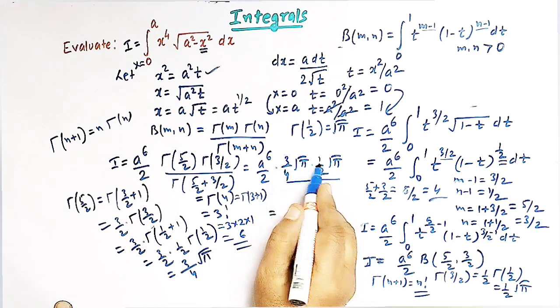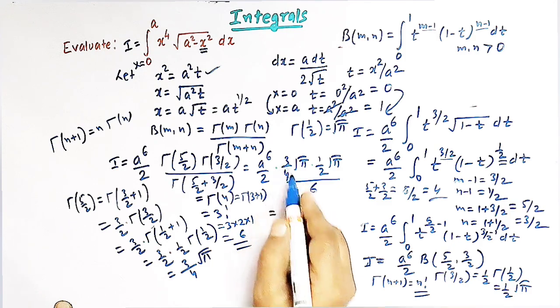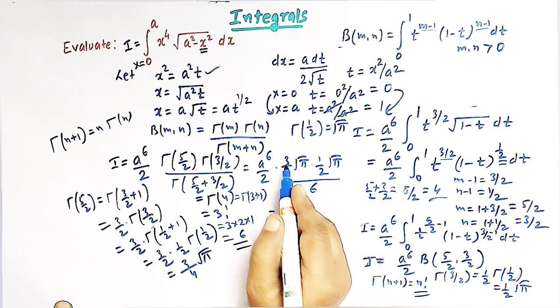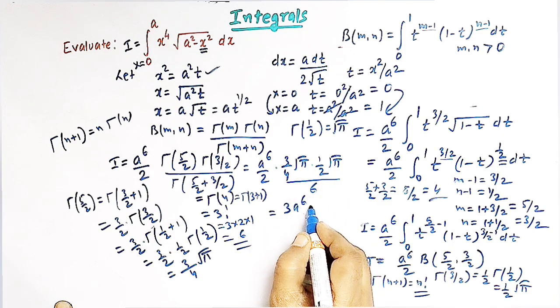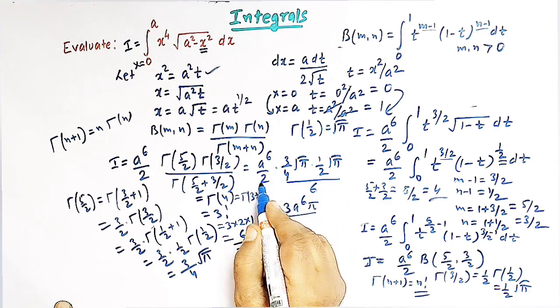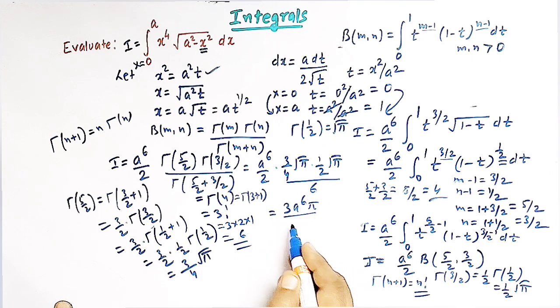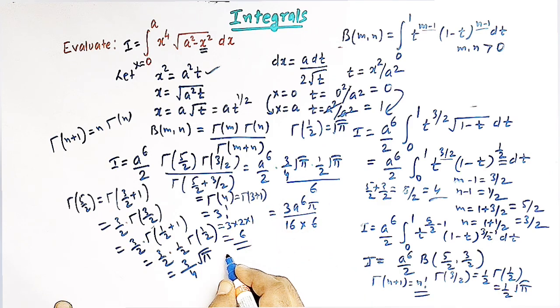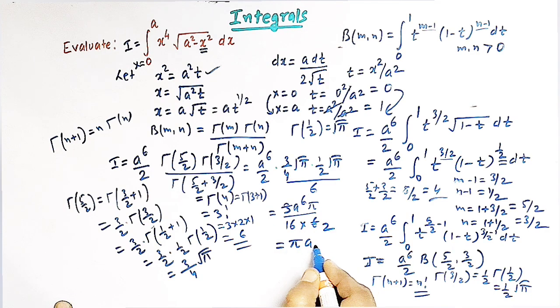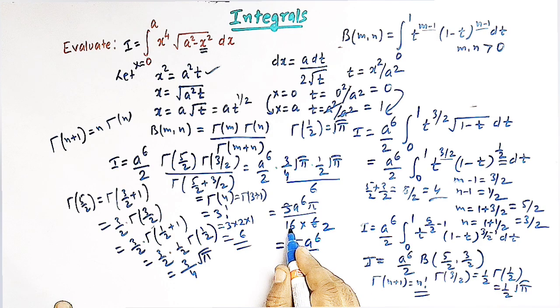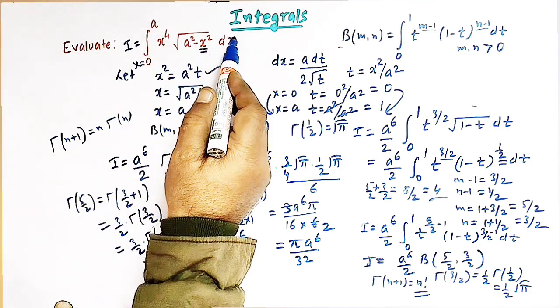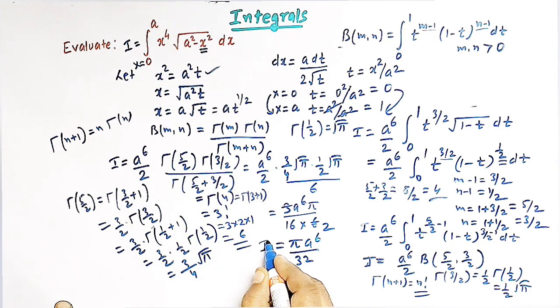So now simplifying this expression, we have 3a raised to 6, and then root pi times root pi is pi, and here we have 2 times 4 is 8, 8 times 2 is 16 times 6, right? And then we have 3 times 2 is 6, and this is pi a raised to 6 divided by 16 times 2, that is 32, right? So viewers, the value of this integral is equal to pi over 32 times a raised to 6.